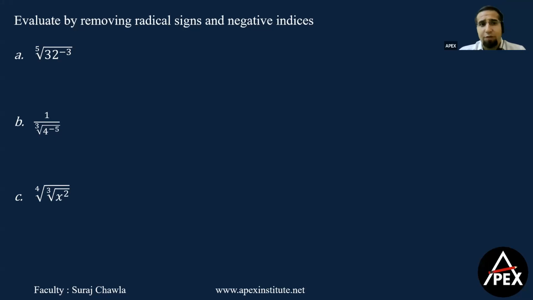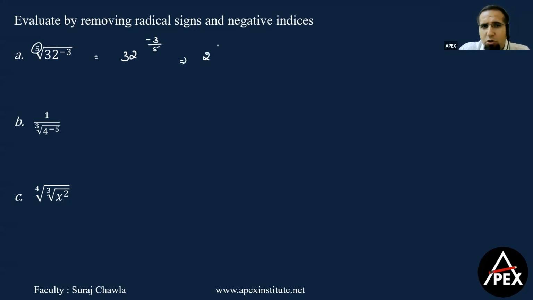Clear? Now let's look at application of these. So 32 to the power minus 3 and it's a fifth root. So let me simplify this first. This can be written as 32 to the power minus 3 divided by 5. Whatever is the root, that becomes a fraction and the minus 3 remains as it is.